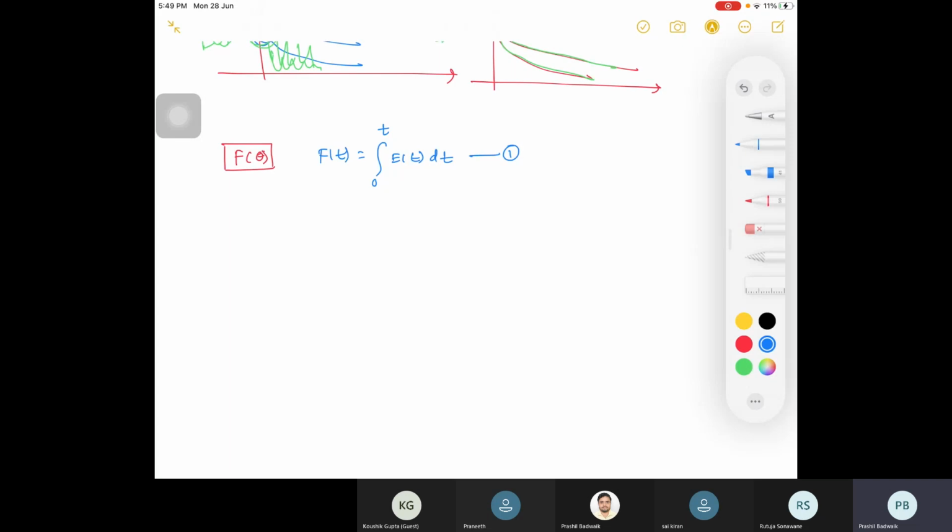So this is your E of t, right? We integrated E of t and we got your F of t. Now, how can I convert this equation in terms of integration into your F of t, F of theta?